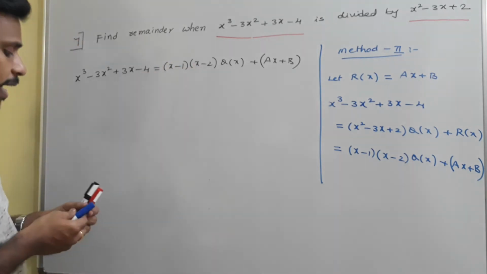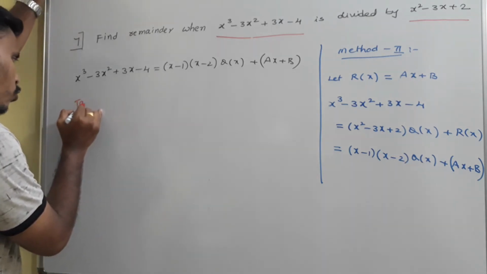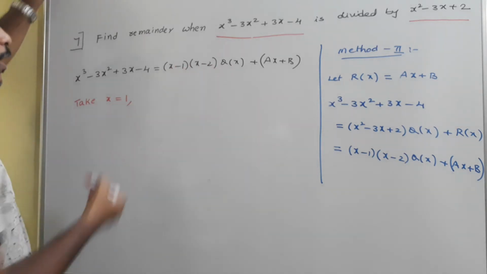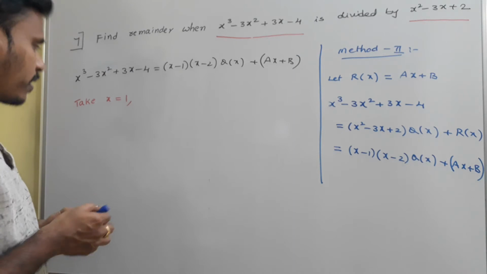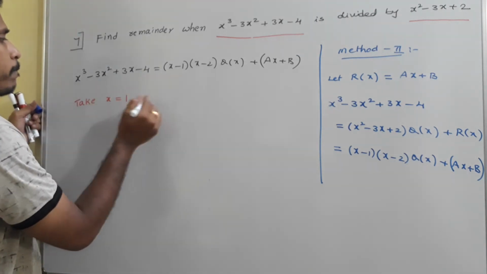So you just take x is equal to 1. Why are we taking x is equal to 1? If we take x is equal to 1, there is a chance to diminish this q of x, to eliminate that q of x. So take x is equal to 1. So when you replace x with 1 here, what you will get?